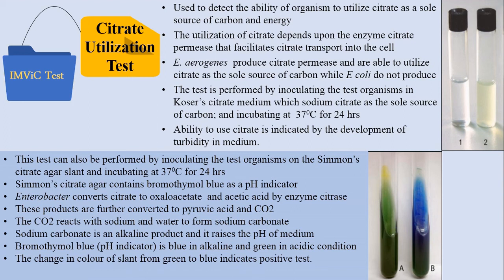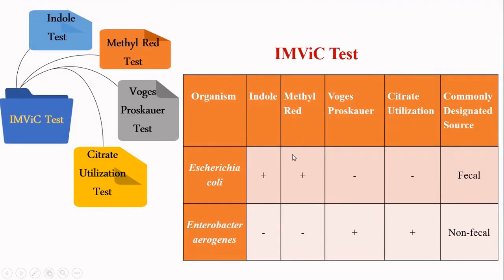So this is the summary of the IMViC test. The organism Escherichia coli gives the first two tests positive while the second two tests negative. That is, the indole test and methyl red test are positive and the Voges-Proskauer and citrate utilization tests are negative by Escherichia coli, while the indole test and methyl red test are negative and the Voges-Proskauer and citrate utilization tests are positive by Enterobacter aerogenes. And the commonly designated source of Escherichia coli is fecal, while the source of Enterobacter aerogenes is non-fecal.